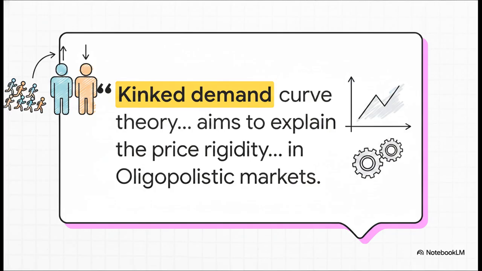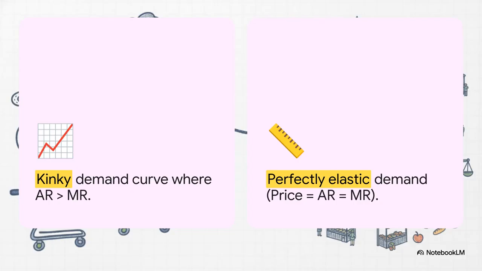This creates price rigidity. Prices just tend to stay stuck exactly where they are. And this brilliantly illustrates how that sticky pricing works. The oligopolist faces an indeterminate, kinky demand curve, where average revenue is greater than marginal revenue. It's shifting, it's reactive. The perfectly competitive firm, on the other hand, faces a demand curve that is perfectly elastic.